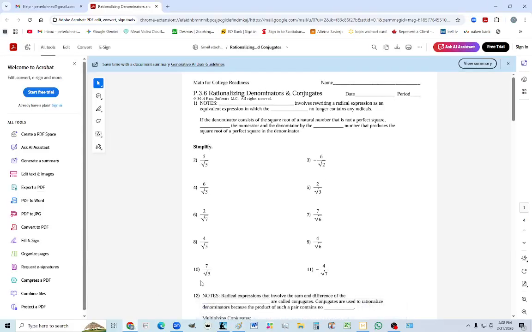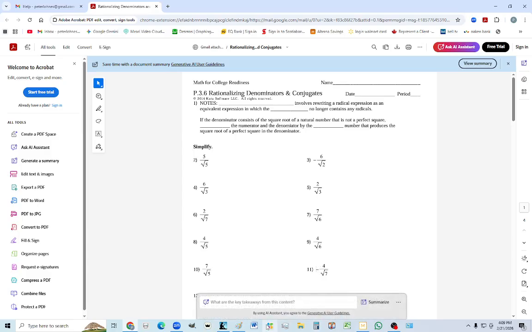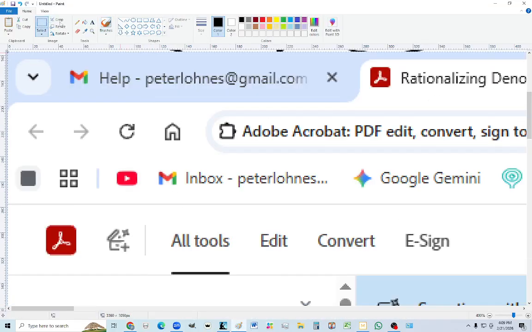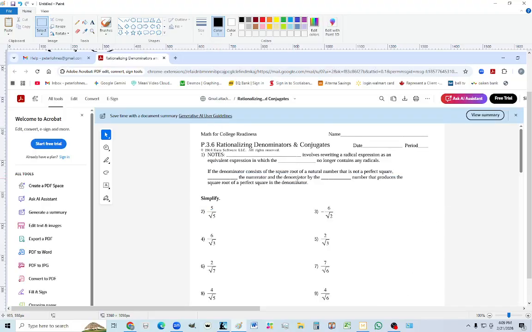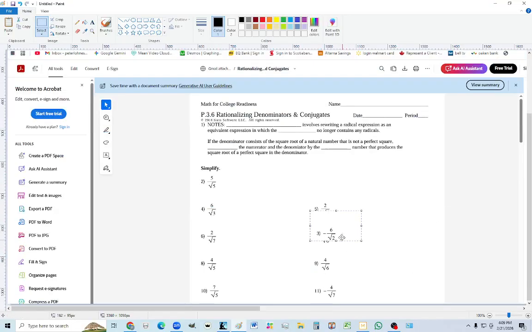So let's see if there's any tricky ones in here. No, it's square root of 5. Even when there's a negative here, I'll just do this negative. I'm not going to do them all. There's 2 negatives here. I'll do this negative and that negative.